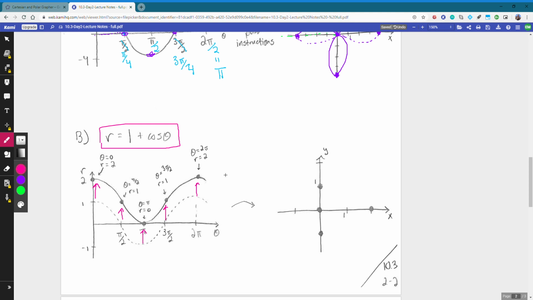And now, reading off our instructions, between 0 and pi over 2, our r is steadily decreasing down to 1. So from 0 up to pi over 2, for our angle, our r, which starts out at 2, is going to be steadily decreasing and end up at 1 at the end. So it's going to do something like this.